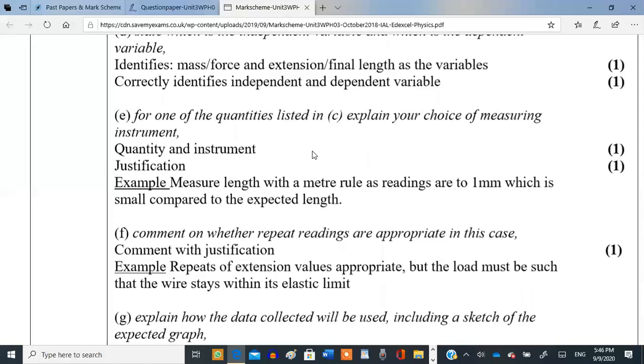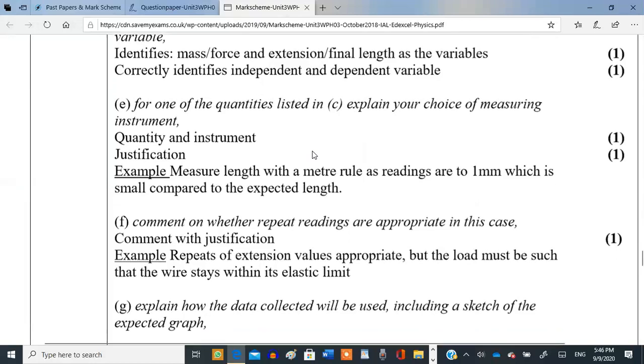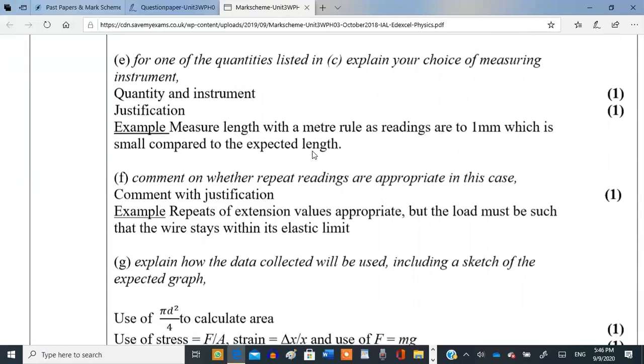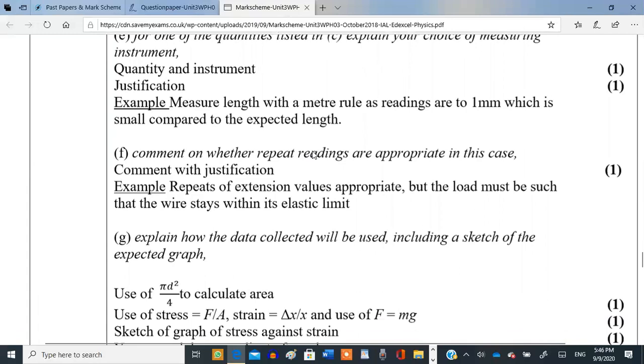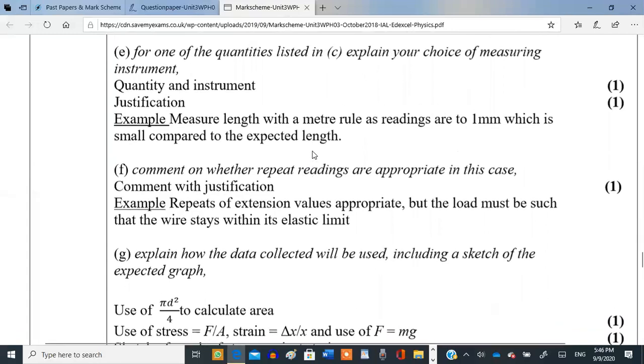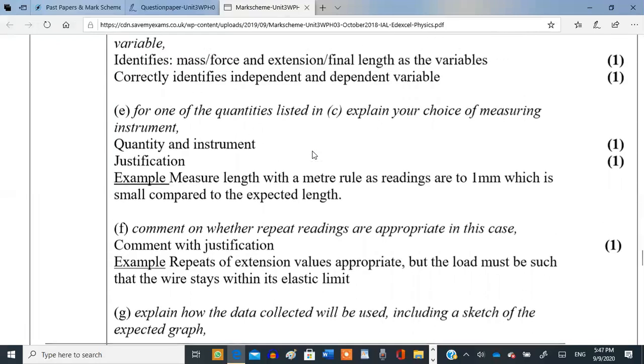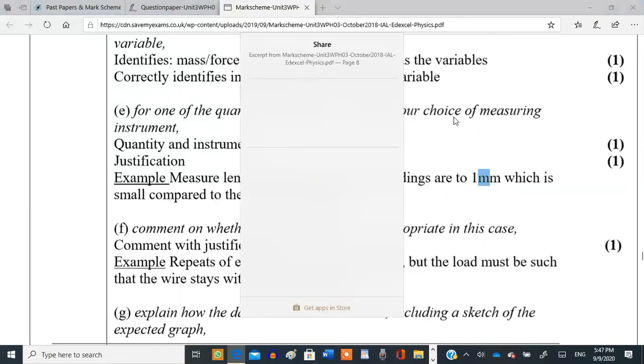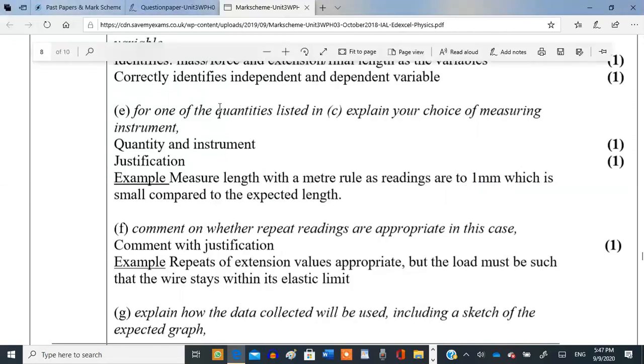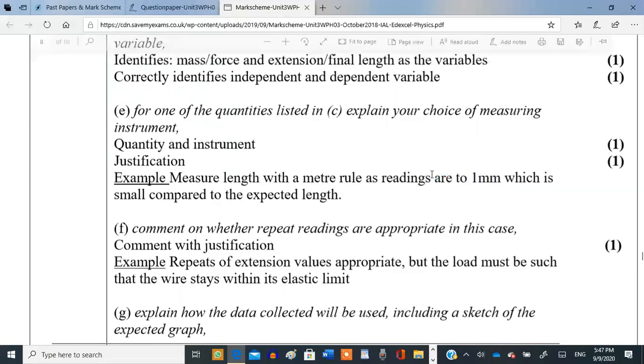Then for one of the quantities listed in C, explain your choice of measuring instrument. So quantity and instrument justification. Measure the length with the meter rule as the readings are to 1 millimeter, which is small compared to the expected length. I hope you got this point. They're using the meter rule because their extension could be within 1 millimeter. Meaning the readings are 1 millimeter or more, right, for the extension.